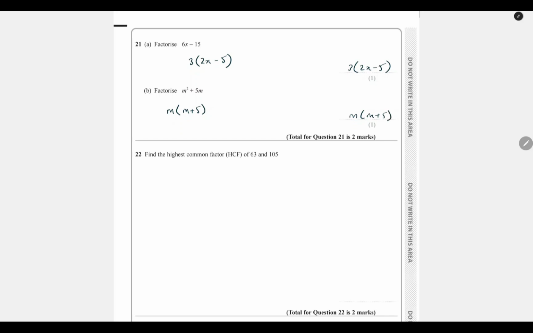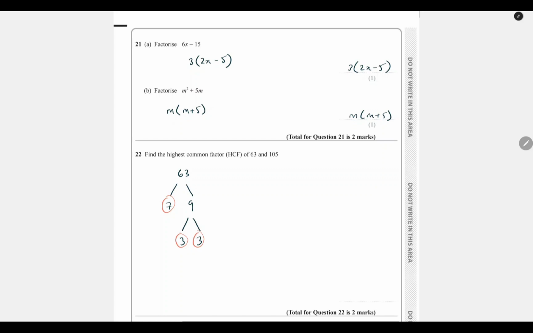Question 22 says find the highest common factor of 63 and 105. So the first thing that we need to do is find the prime factors of both numbers. 63 can be broken down into 7 times 9. 7 is a prime number, so we're going to circle it. And then 9 can be further broken down into 3 times 3, both of which are prime numbers.